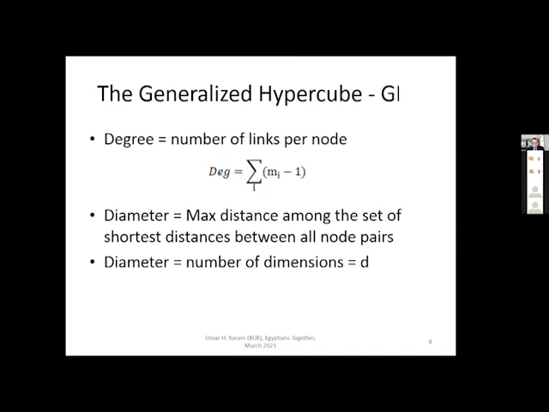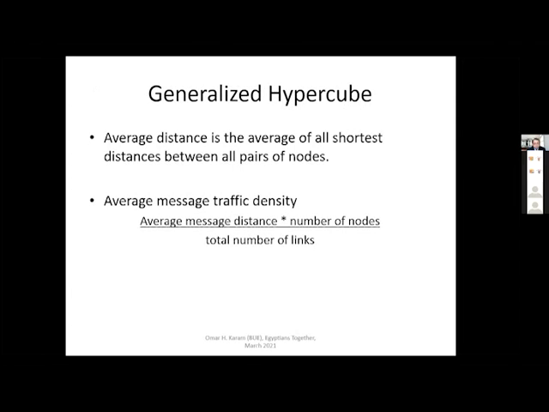Why is this important? This represents communications overhead in a small network. This is part of the communications overhead, how far the message will travel. And the degree, of course, represents the complexity of the communication inside one node or inside one processor. There's the average distance, of course, and then there's the average message traffic density, which, to simplify matters, is defined as the average message distance multiplied by the number of nodes over the total number of links. This approximates how many paths go through each link, actually.